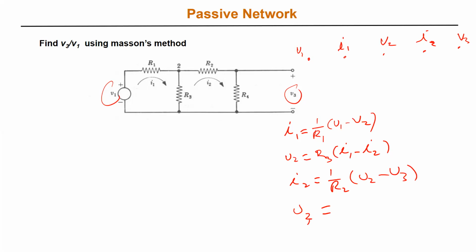What's V3 equal to? R4 times I2 minus I3. What's I3? There is nothing, only I2. This is an open circuit, so the current in here is equal to 0. So it's just I2.